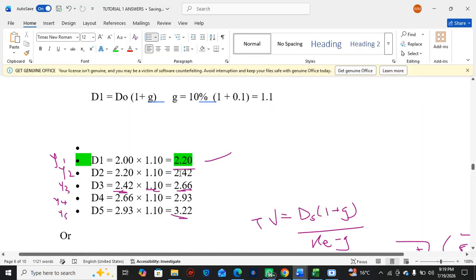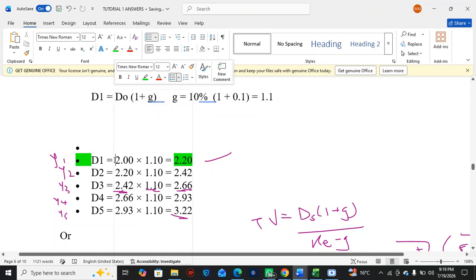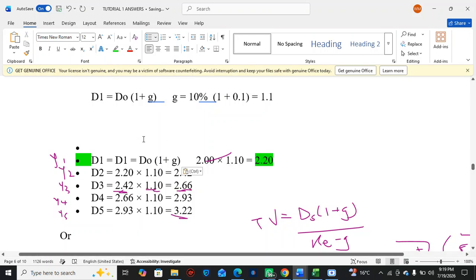Okay, we move on to year two. Again, we're using this formula, so here it becomes D2. Because in the exam, I think you need to put things in order. So you put it like this first, so that you get the full marks.